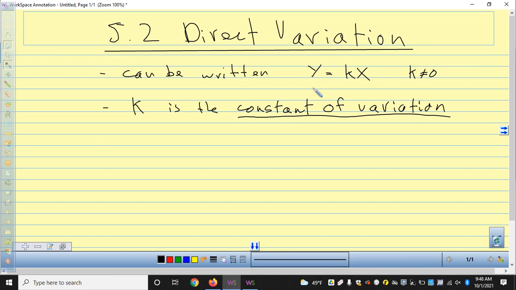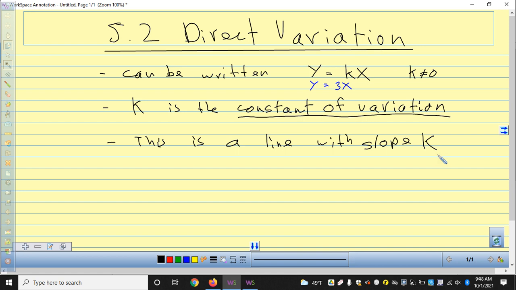So for example, we could say something like y equals 3x. That is direct variation. You multiply x by 3 to get y. And 3 would be our constant of variation. We can think of this, or it actually is, a line with slope k.